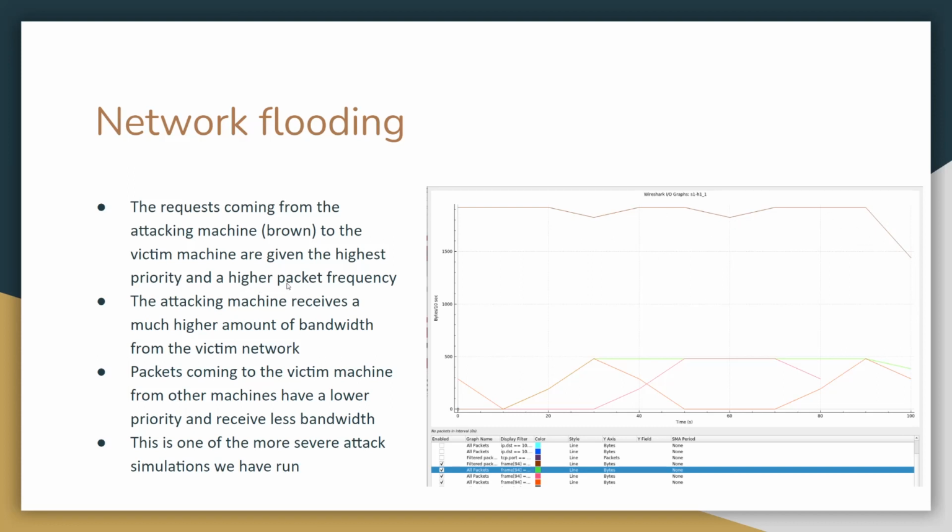We also gave it a higher packet frequency, which allowed us to view this graph here, because all the other ones have a very low bandwidth on the victim machine's network, while the attacking machine has a very high amount of bandwidth. This was definitely one of the more severe attack simulations that we ran.